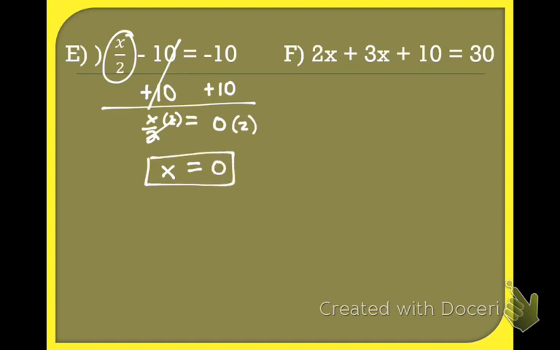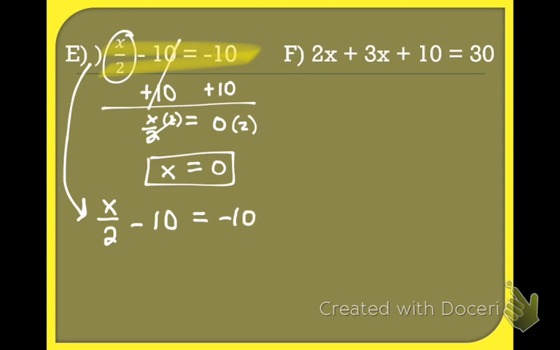Now we want to check it out to see if that's true or not. So let's take the original problem that I have right here, and I'm going to bring this down here. So I've got x over 2, or x divided by 2, minus 10 equals negative 10. Now I know what x is, so I'm going to get rid of this x right here, and instead I will put what I found my answer to be, which is 0, right here. So let's work this out. 0 divided by 2 is 0, minus 10 equals negative 10.